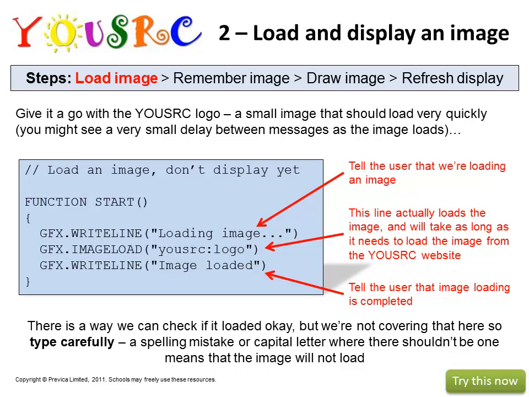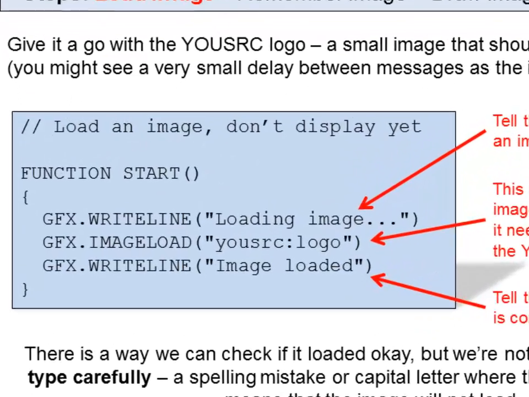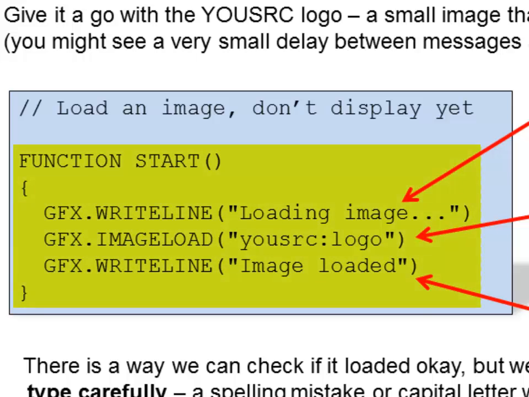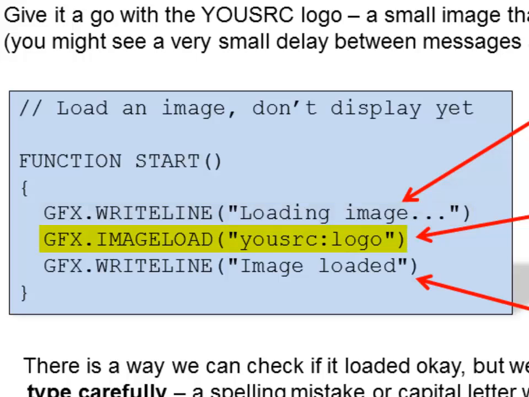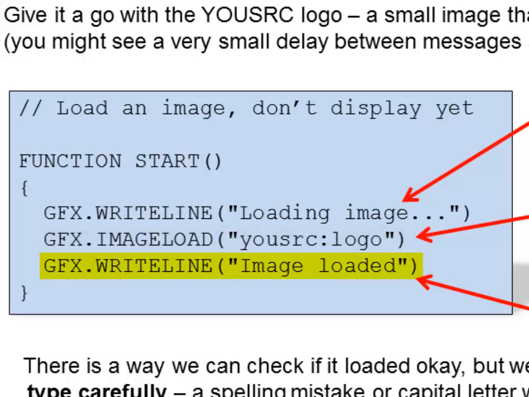Let's have a go at loading an image. It won't appear on the screen yet, as we haven't positioned it, or refreshed the screen, but we can still load the image as a first step. The code consists of a start function, like last time, and there are 3 lines of code in the function. The first line displays a message saying what we are doing, which is loading an image. The second line loads the image using the gfx.imageLoad library function. Here we are passing it the full image name of the YOUSRC logo image. Finally, the third line displays a message saying that the image has loaded.